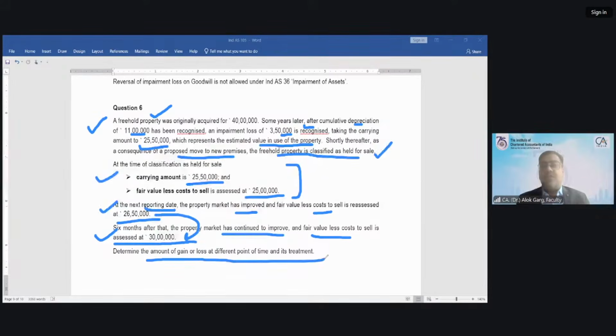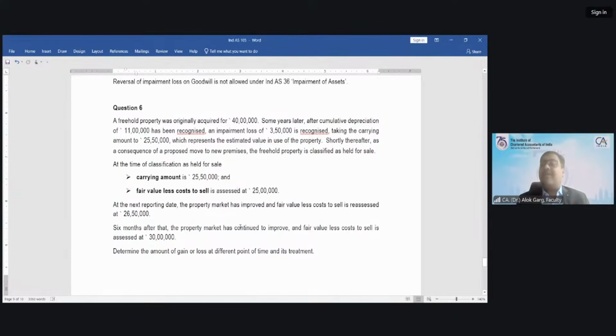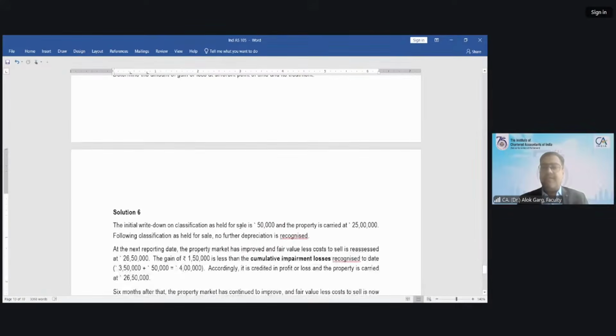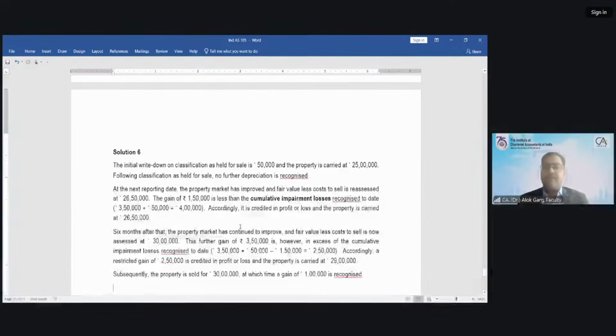Determine the amount of gain or loss at a different point of time and its treatment. Yes, you are absolutely right. We will recognize the increase, but only to the extent of unadjusted cumulative impairment losses. So what is unadjusted cumulative impairment losses? 2.5 lakh. So we have to recognize the increase only to the extent of 2.5 lakh. Correct? Is that clear? Yes, sir.